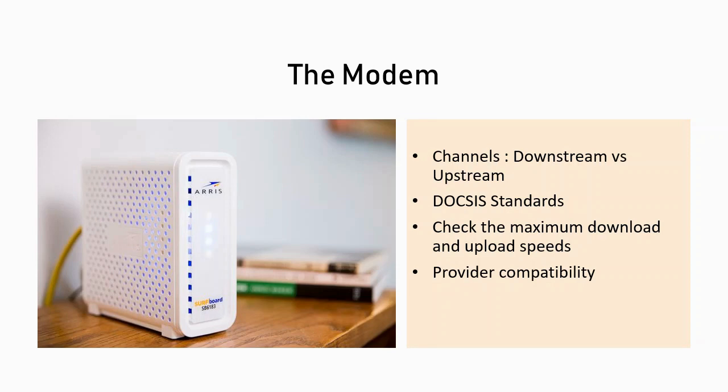While shopping for a modem, always check for the channels. Most modems will have 8 to 16 downstream channels, as well as 4 to 8 upstream channels. And also make sure your modem supports the latest DOCSIS standards, and also check the maximum download and upload speeds of your modem, and make sure that they take full advantage of your internet plan. Most internet service providers also provide a modem for free. If your internet service provider doesn't give you a modem for free, start from their website to get the list of compatible modems, and you could purchase one from the list.